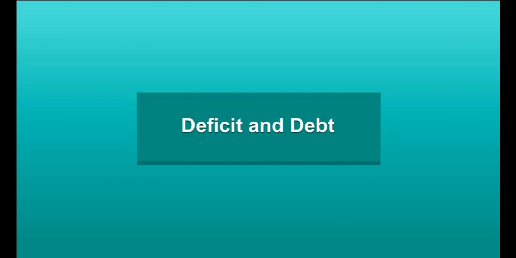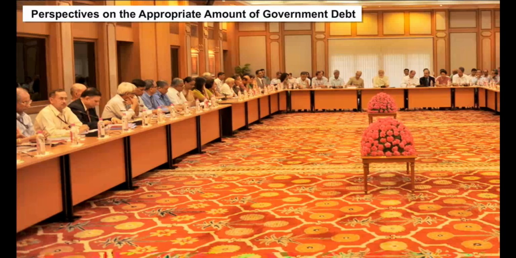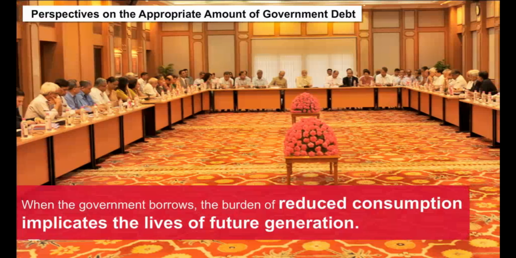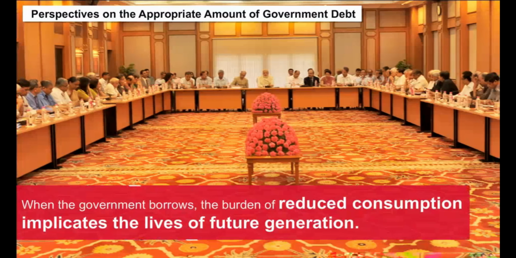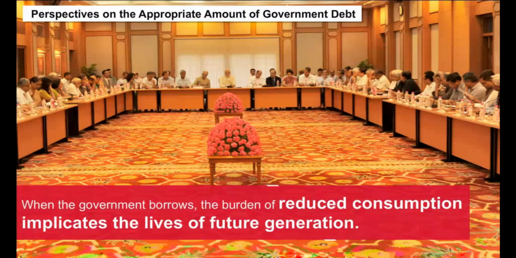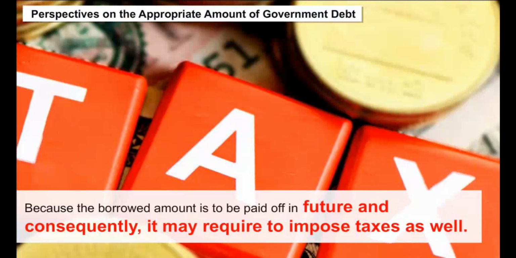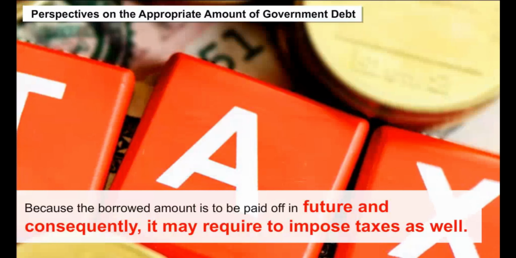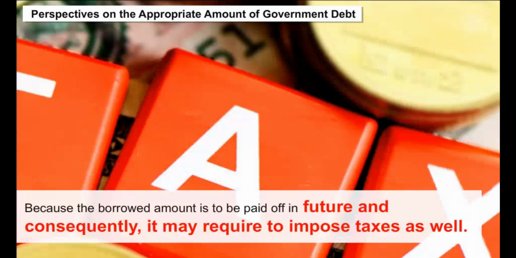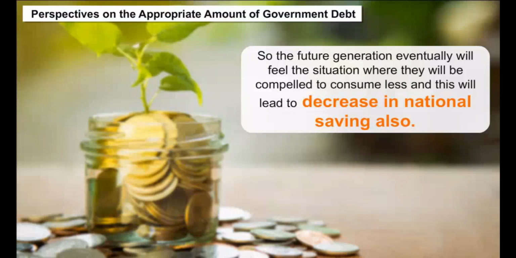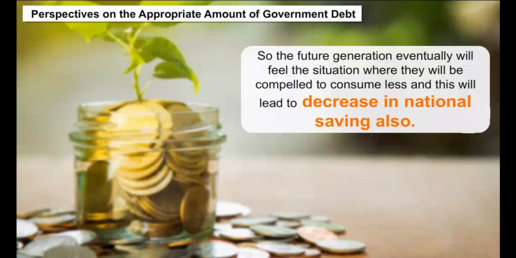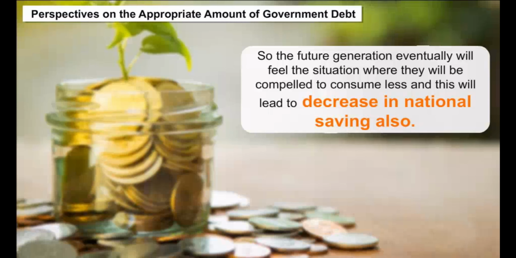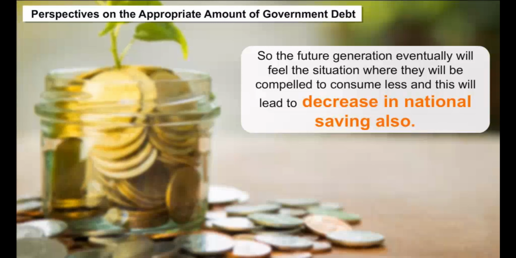Deficit and debt. Perspectives on the appropriate amount of government debt. When the government borrows, the burden of reduced consumption falls on the lives of future generations. Because the borrowed amount is to be paid off in the future, it may require imposing taxes as well. So the future generation will eventually feel the situation, where they will be compelled to consume less, and this will lead to a decrease in national saving also.